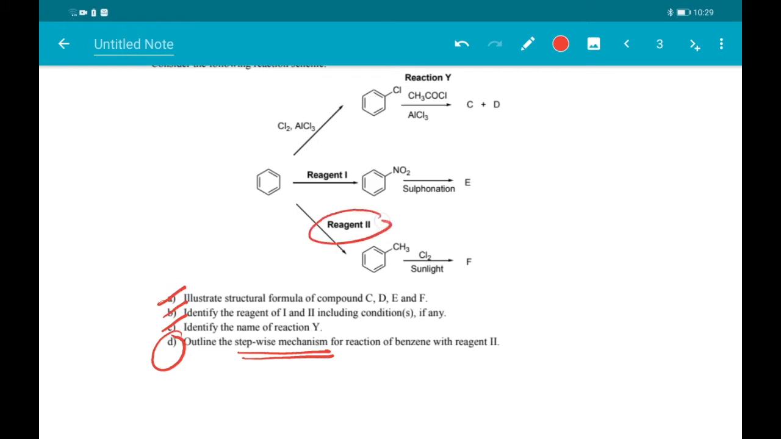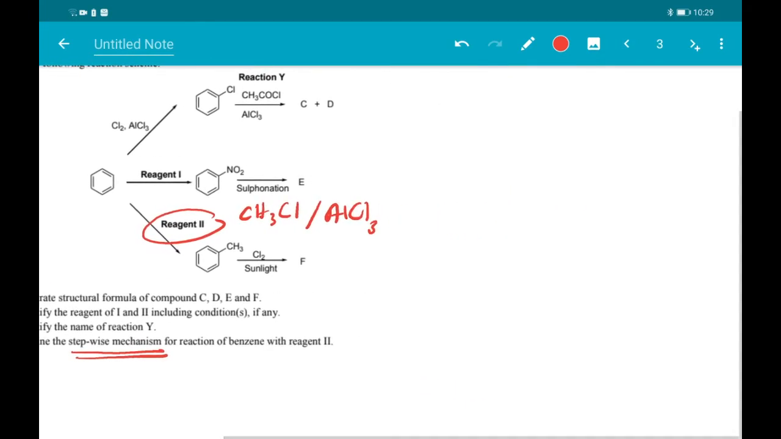So we already determined that reagent 2 is from the Friedel-Crafts alkylation, which comprises the addition of CH3Cl catalyzed with AlCl3. For this mechanism, we need to show how the CH3 replaces the hydrogen from the benzene ring. If you number the benzene ring, it replaces the hydrogen from carbon number 1.